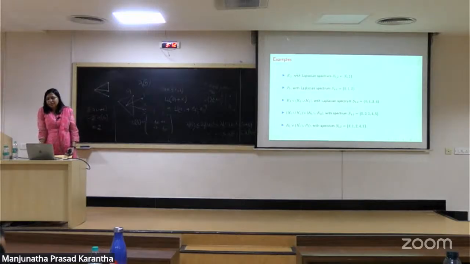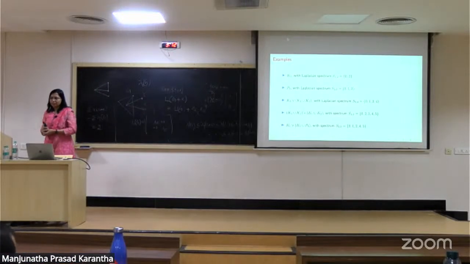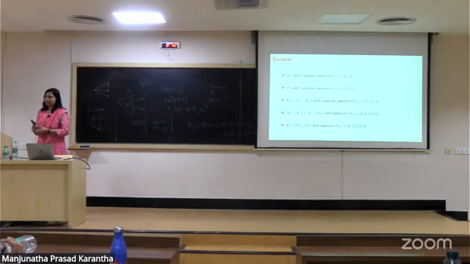Similarly, the other graphs: you can see the missing number. The first graph has 2 vertices, and 2 is there; the missing number is 1. And P3 has 3 vertices, 3 is there; the missing number is 2. And the third one has how many vertices? 4 vertices, and 4 is there. The missing number is 2.